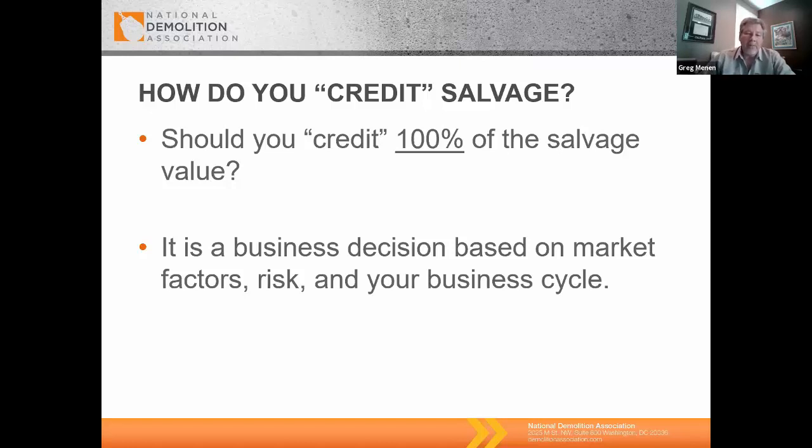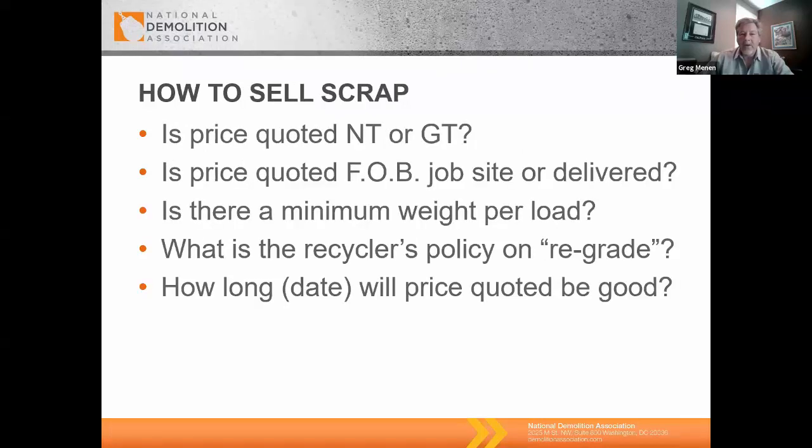But in order to make that decision, ultimately, you're going to need to understand each one of those items. We talk about it, which is surprisingly interesting. How many people know? The question is, is your price quoted in net tons or in gross tons? There is definitely a difference between the weights, and understanding how those prices affect what you're going to price back and what you're getting. We talk about the FOB to the job site or delivered to the scrapyard. We discuss, is there a minimum weight per load, which has a direct effect on how much money you're going to get in return, and how you're going to manage the project, how you prepare the material, what material you're sending, okay?